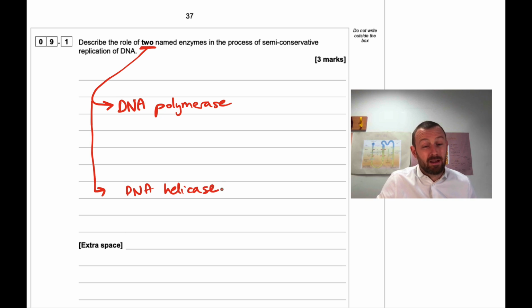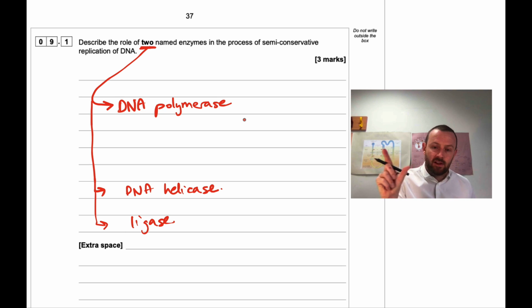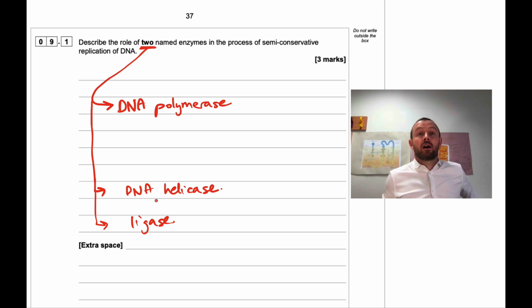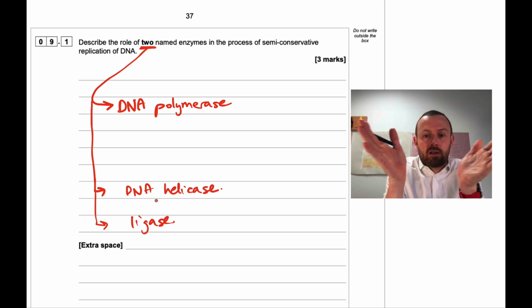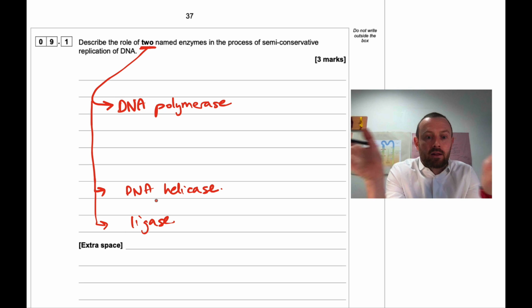You could have also talked about ligase if you'd forgotten about those, but I think those top ones are the best. So DNA polymerase, what does it do? It forms phosphodiester bonds between nucleotides. It doesn't bring the nucleotides together, that's just spontaneous by hydrogen bonding. The DNA helicase unzips the DNA double helix by breaking the hydrogen bonds.